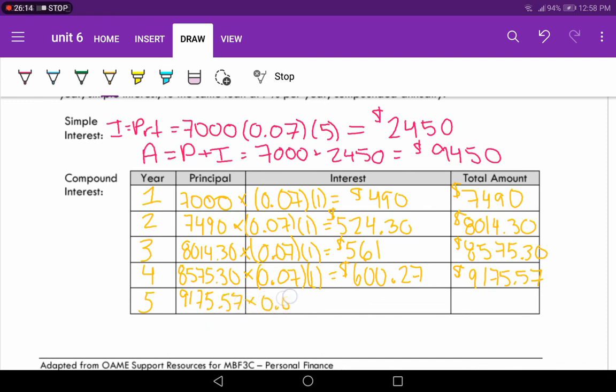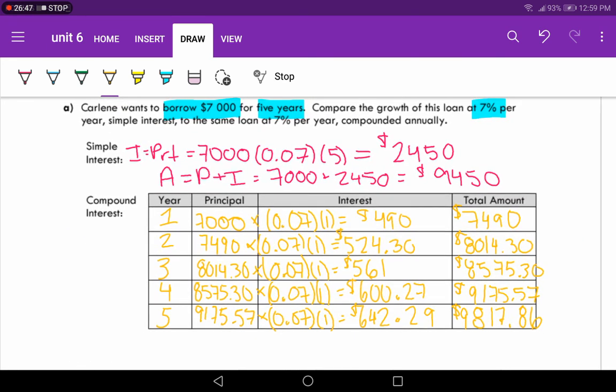Multiply by your percent and your time, which is just in a year. And this year, we made $642.29 in interest, which means after this 5th year, we are going to owe $9,817.86 to the person that we took this loan from.